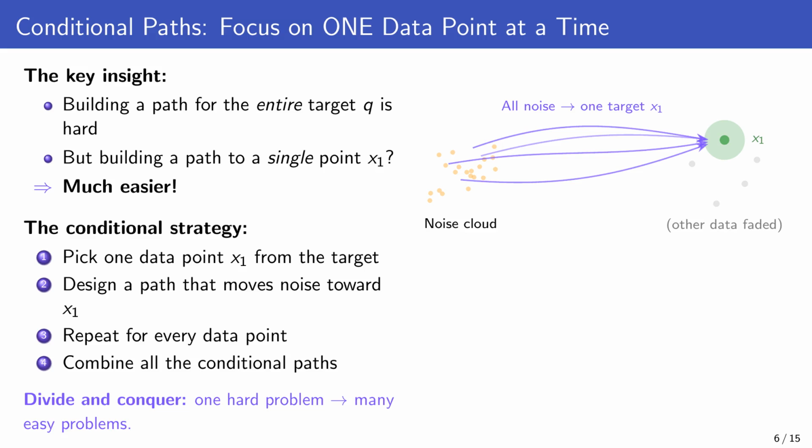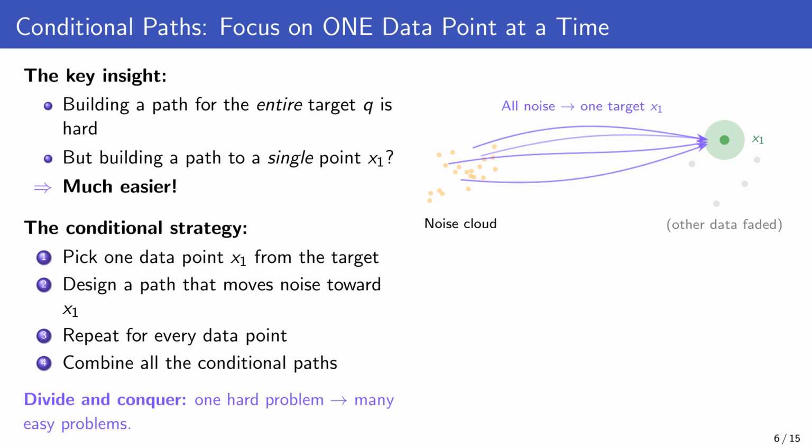Now comes the key insight of flow matching, and honestly, one of the most elegant ideas in modern generative modeling. Constructing a probability path for the entire target distribution Q is hard. If Q is the distribution of all natural images, or all protein structures, we are talking about an incredibly complex, high-dimensional distribution. Designing a smooth path from a Gaussian to that distribution is a daunting task.